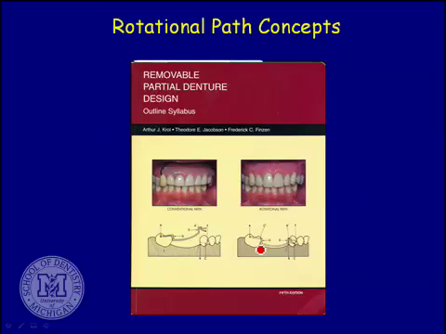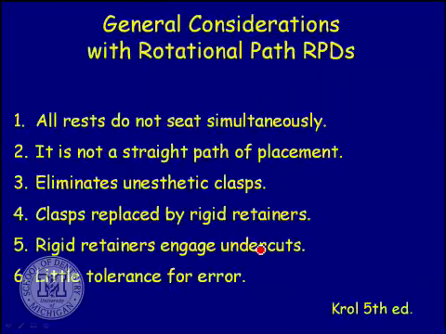In the upper situation, it's similar, only from front to back, and we'll talk more about that later. So what are the general considerations? If you've got a rotational path, all of your rest seats do not necessarily seat simultaneously. It's not a straight path of placement. It's a curved path of placement.